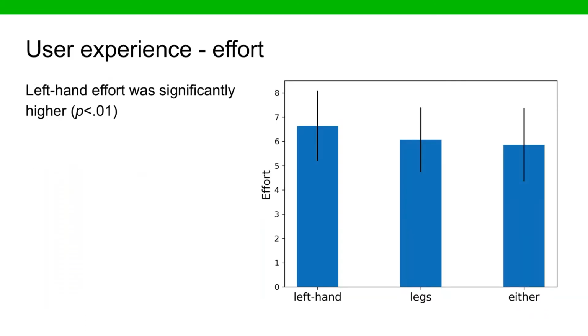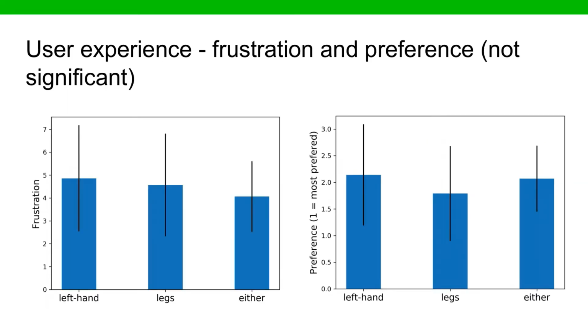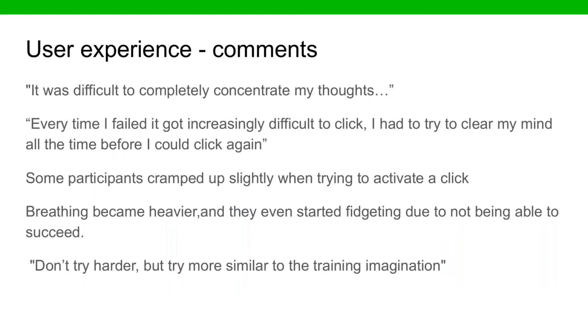Again, on a scale of 1 to 10, 10 being extremely, participants rated that left-hand selection required significantly the greatest effort. Participants rated that there were no significant differences in frustration or preference between the selection methods.